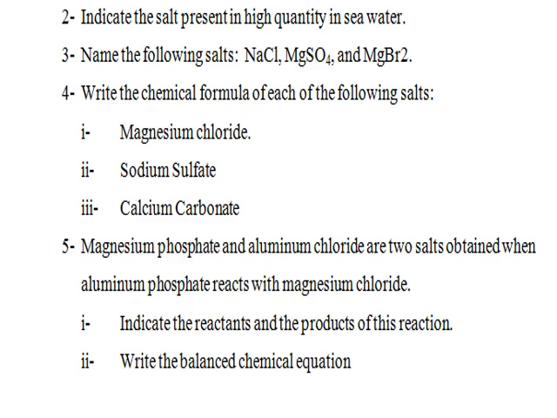Here we have the names of the following salts: NaCl. We said that NaCl is sodium chloride, MgSO4 is magnesium sulfate, MgBr2 is magnesium bromide. So magnesium chloride, how do you get this? Mg2+ plus Cl-.